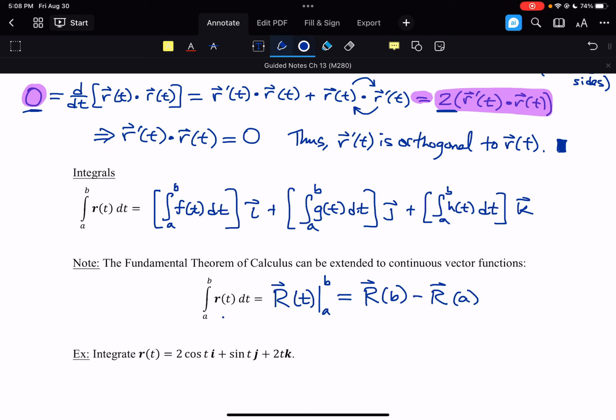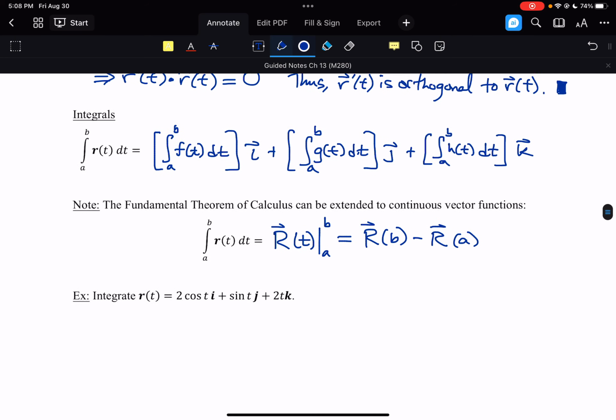So just like in Calc 1, the integral from a to b of f of x dx is big F of b minus big F of a. So you take antiderivatives and then evaluate. It's the same idea, just switched to vectors instead. So let's take a look at an example.